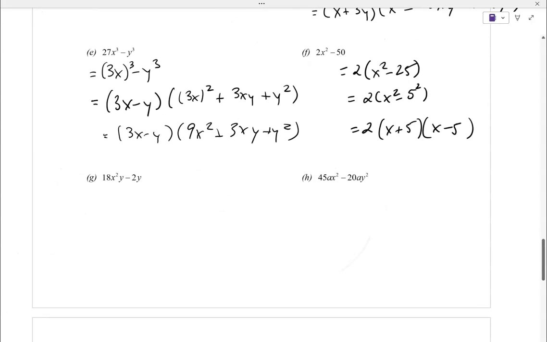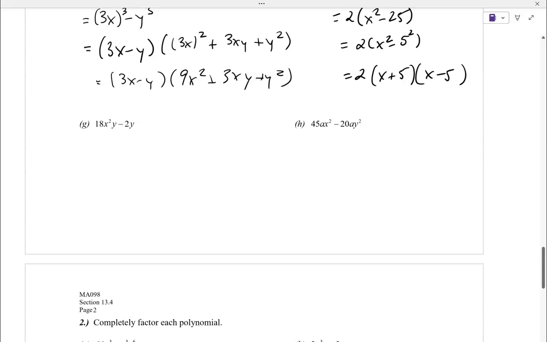Let's do G together, and then I'll let you work on H. And then, like I said, we'll do a couple of the more challenging ones here in a second. Do you see a GCF in part G? Yeah, what can we factor out? A Y and a 2? What are we left with after you pull out a 2Y? In the first term, what's left? 9x squared. Not everybody at once. It's a little overwhelming. And then minus 1.